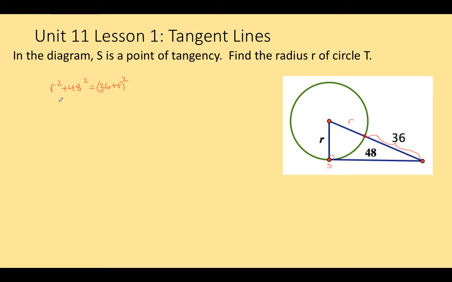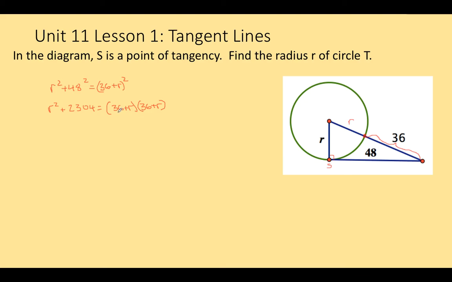And so that right there kind of makes things just a little bit awkward for us. We still have the r squared. 48 squared is 2,304. But then as I expand this, in case you've forgotten, this would be 36 plus r times 36 plus r. And here you're going to have to remember a little bit from algebra.